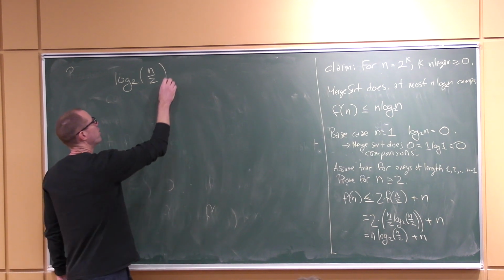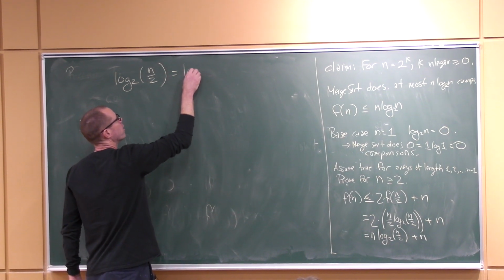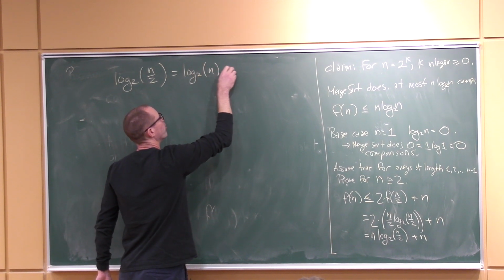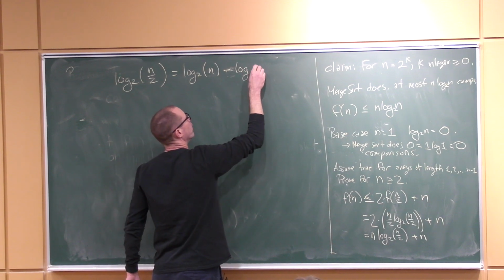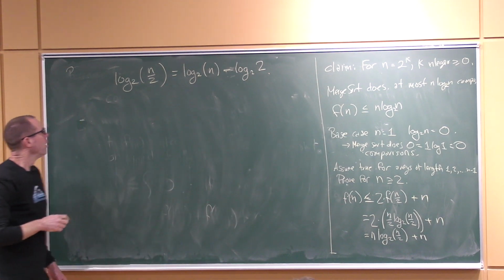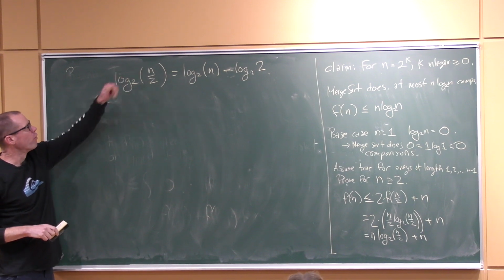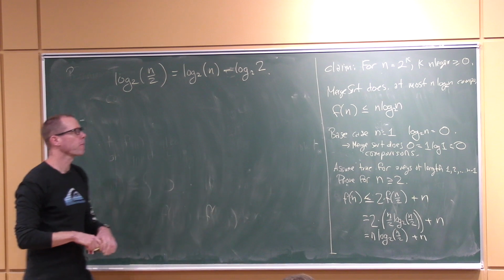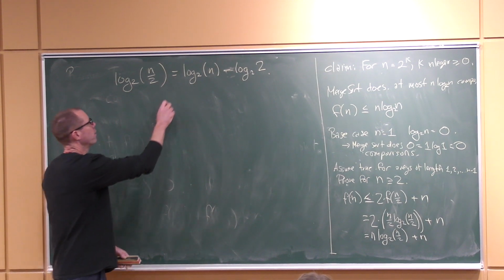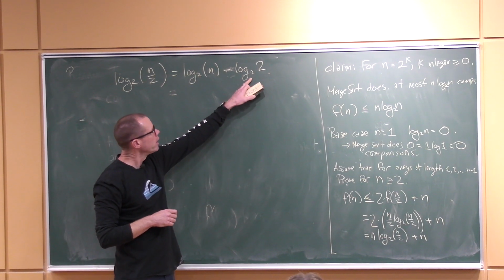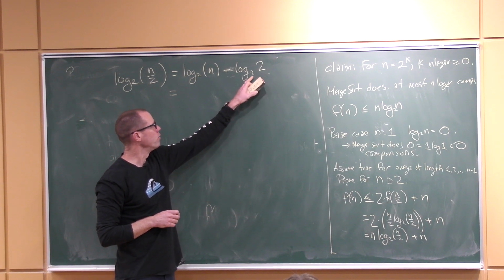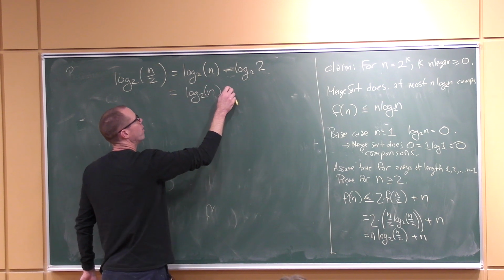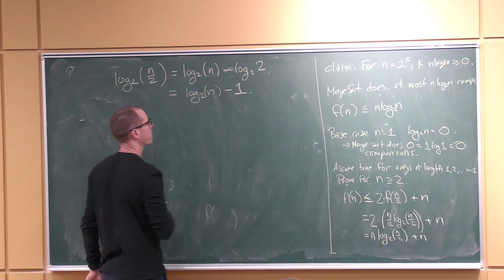Yeah. So remember logarithms: when you have log of a over b, that's actually log of a minus the log of b. And in this case, b is 2, which works out really nicely because log base 2 of 2 is 1. So that thing is log base 2 of n minus 1.